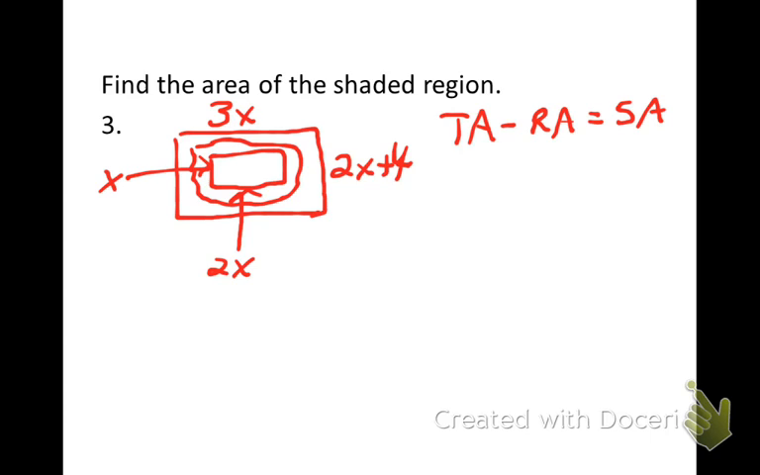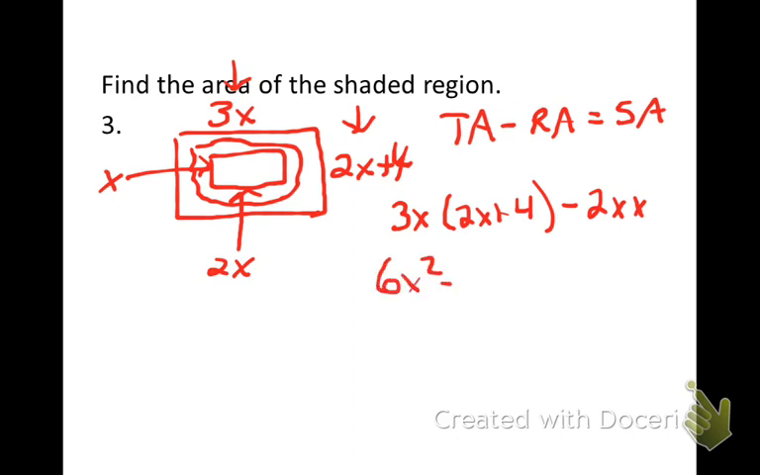Now I'm going to stick some numbers or expressions in there. So total area would be my length times my width of the whole rectangle, so that would be 3x times the quantity 2x plus 4, minus the area of the inside rectangle, which is just going to be 2x times x, and that would be my shaded area. So distributing, I'm going to get 6x squared plus 12x minus 2x squared. Simplifying, I'm going to get 4x squared plus 12x, and that would be as far as I can go. Questions on that?